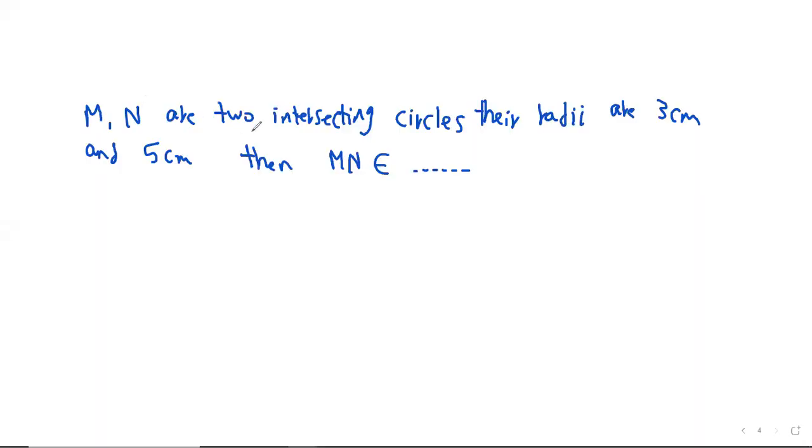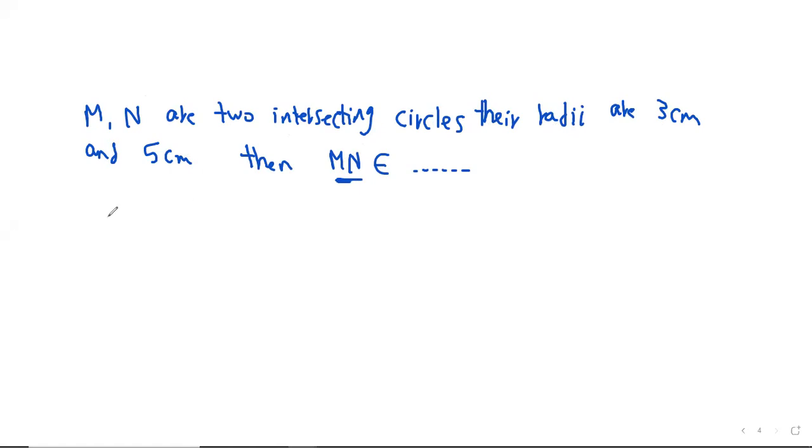M and N are two intersecting circles. Their radii are 3 centimeters and 5 centimeters. Then MN, you know what MN is? MN is the line of centers. And if the two circles were concentric, MN equals 0.